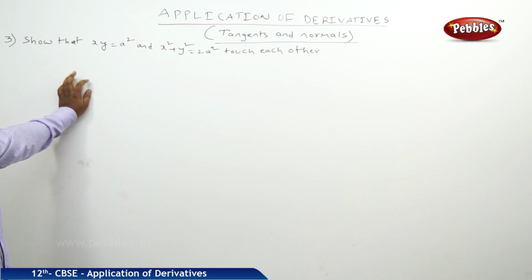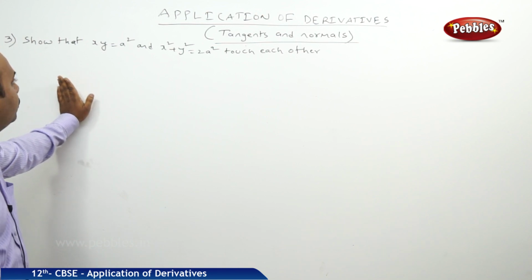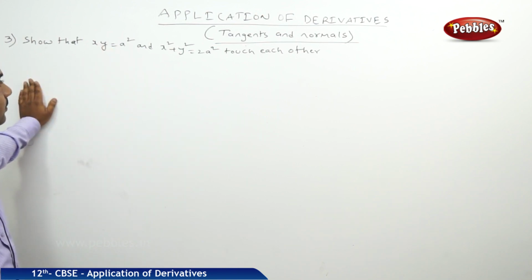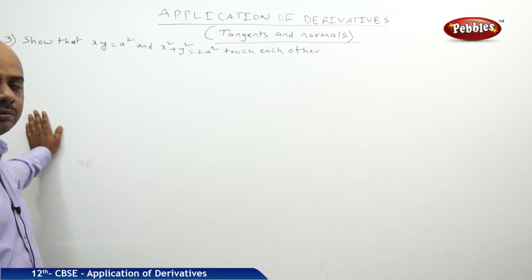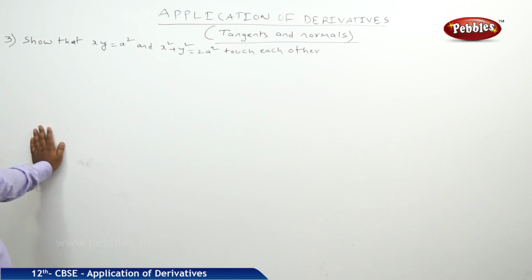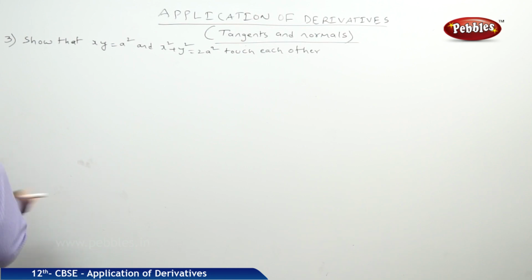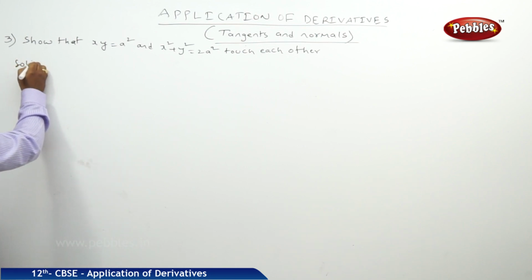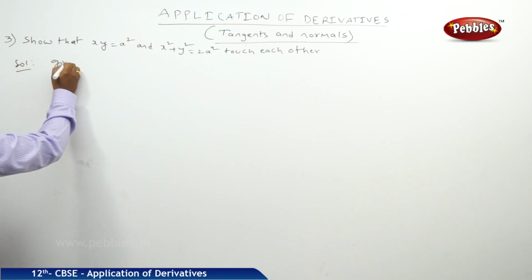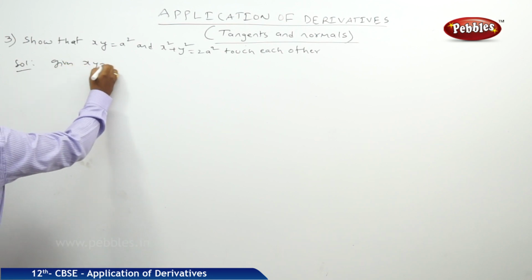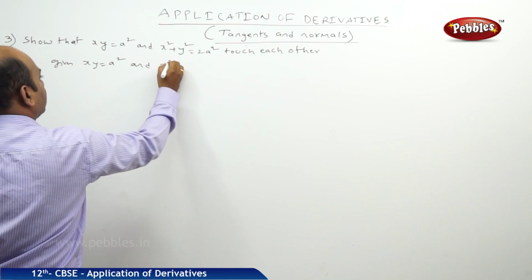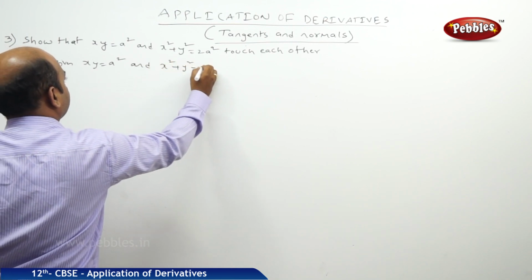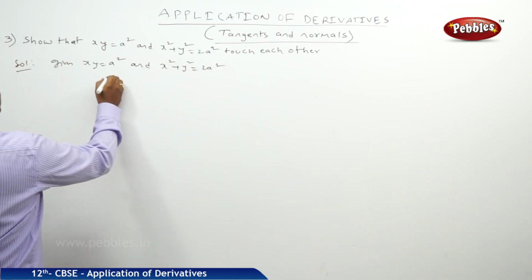Here now he is telling us to show the two curves touch each other. Touch each other means definitely the angle between the two curves should be equal to 0, right? Let us try this. Now given xy is equal to a square and x square plus y square is equal to 2a square.